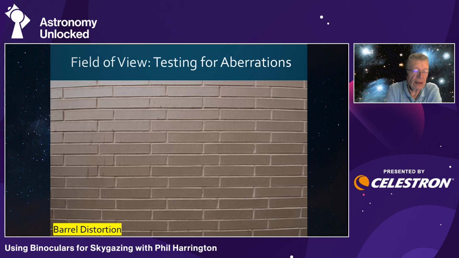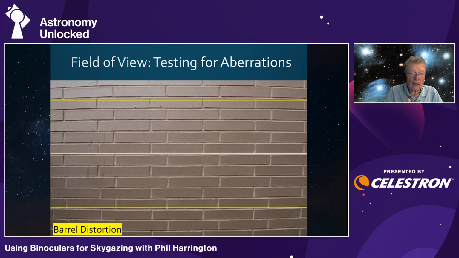You can check for barrel distortion by looking at a brick wall. Are the bricks perfectly horizontally and vertically aligned? Or if you take a look at my reference lines here, notice at the top and the bottom how the bricks, even though they are perfectly straight, are not straight in this view because of curvature. Okay, it's referred to again as barrel distortion.